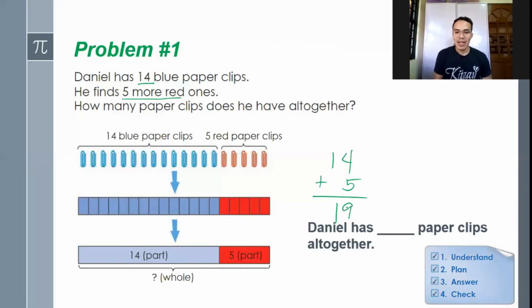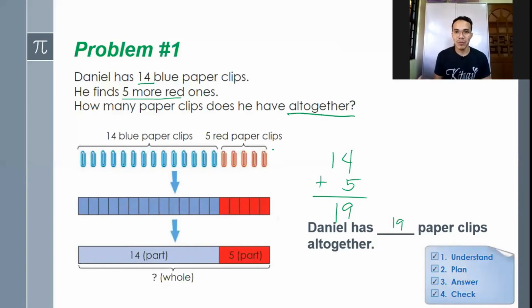Therefore, Danielle has 19 paper clips all together. Actually, there's already a keyword in the problem, all together. All together means you add the parts together. Let's check if our answer is correct. Let's check if we have answered the question of the problem.